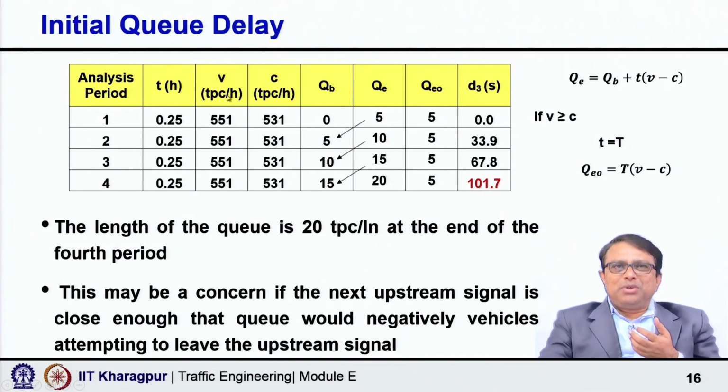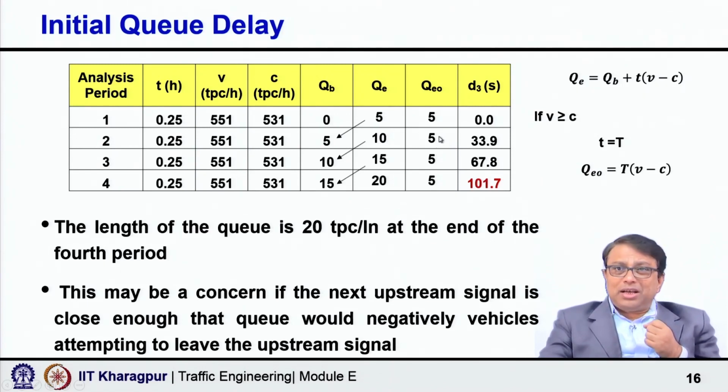So, in that case what will happen? This V is 551, capacity is 531. In the beginning of your analysis period you have 0, but then Q E 0 as per the calculation will be 5, and then QE will be what? QB plus Q E 0. So, total will be 5. Now, this 5 will actually be QB for the next analysis period. Again you calculate what will be the Q E 0 in this case.